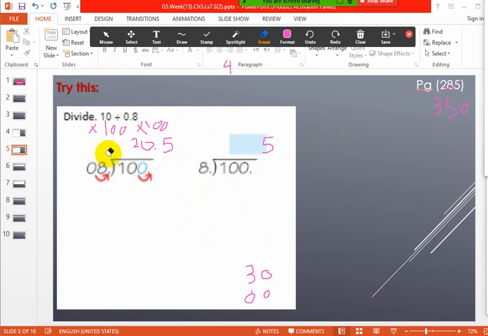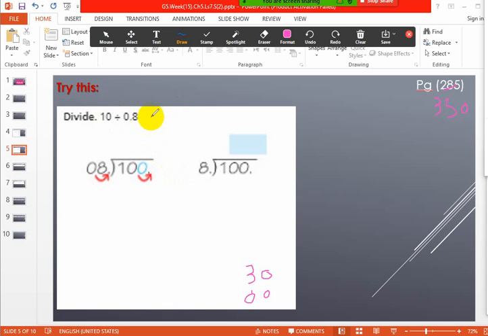I want to divide 10 by 0.8. Okay. I have to divide 10 by 0.8. The divisor is a decimal number, so I have to use the pattern here to help me divide the 10 by it.